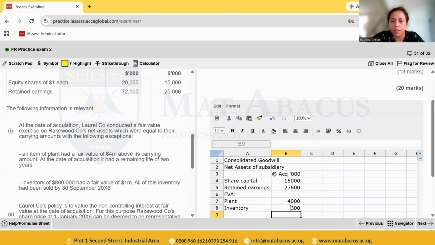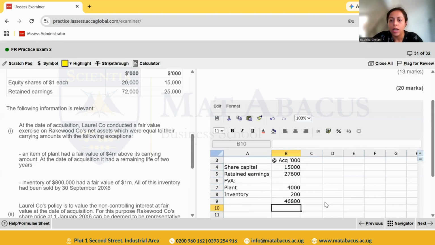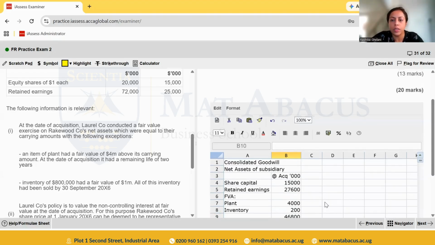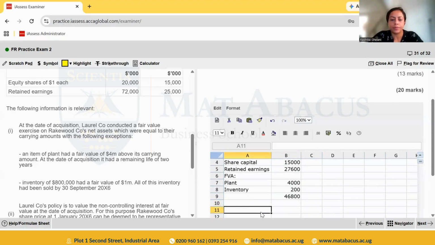Net assets of subsidiary at acquisition is simply going to be the sum of all those figures there. That gives us 46,800 as the net assets of the subsidiary at acquisition. We can now move on to do our goodwill. So, cost of investment.